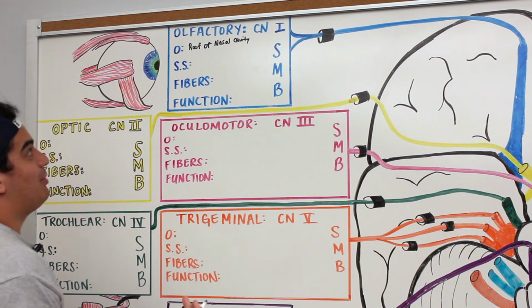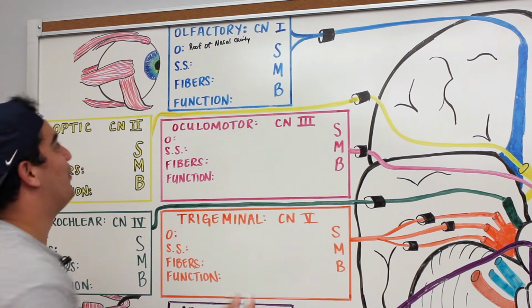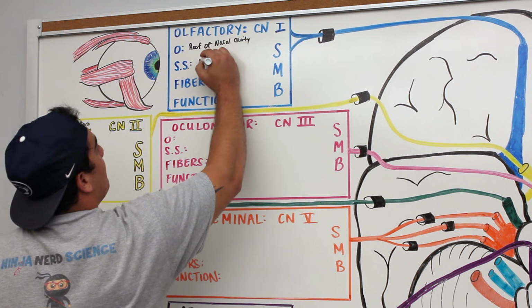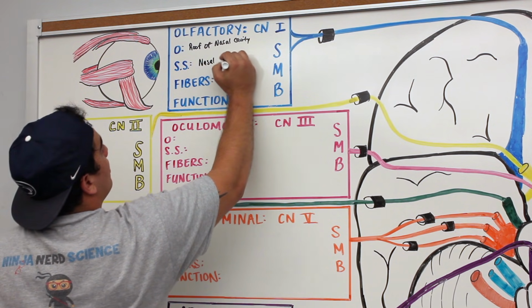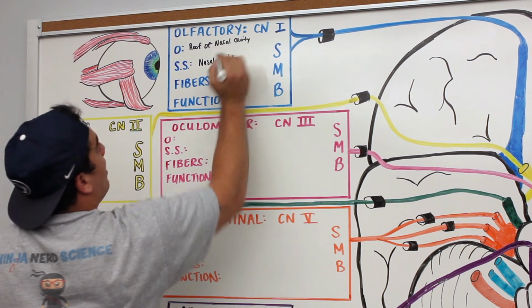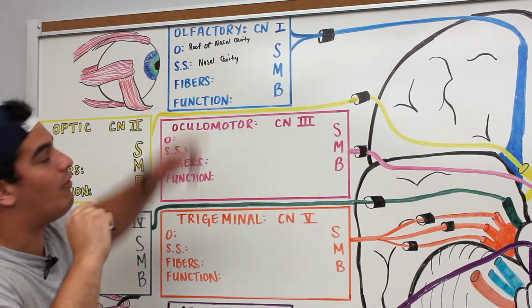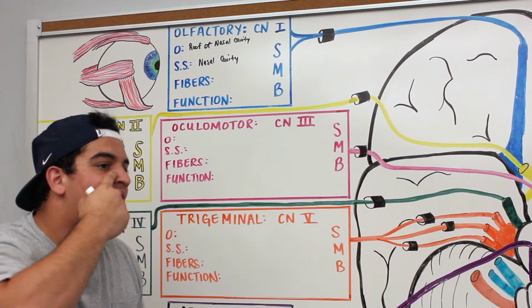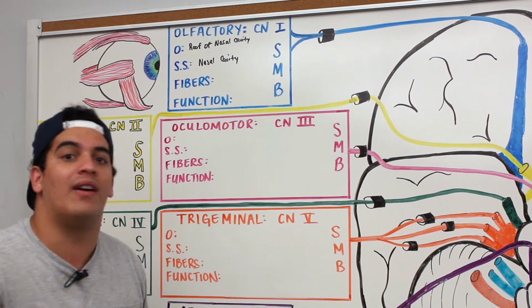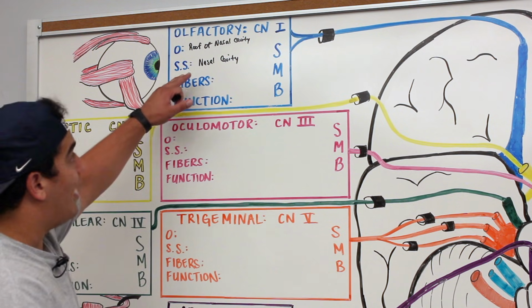Now, what are the structures being supplied? The nasal cavity. It's that simple. So the structures that are being supplied is mainly going to be the nasal cavity. Because if you remember, these actual olfactory receptors were located within that olfactory epithelium in the roof of the nasal cavity. So it's supplying the nasal cavity.